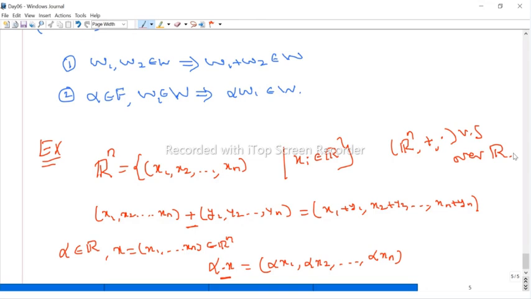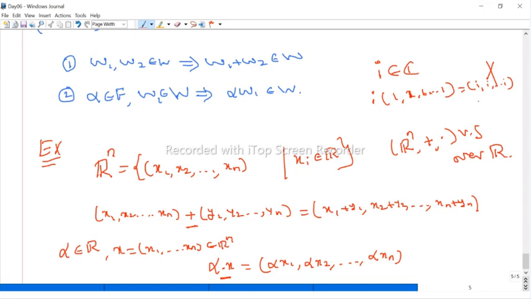Here the field I am taking is R. You can take the smaller field Q also, but you cannot take complex numbers. Why can we not take complex numbers? Suppose this is a vector space over the complex numbers, what will happen? The scalar multiplication is not defined. Why? Because if we take some scalar, say i from the scalar field C, and take the vector 1, 1, 1, 1, where all the entries are 1, and multiply by i, it should be i.